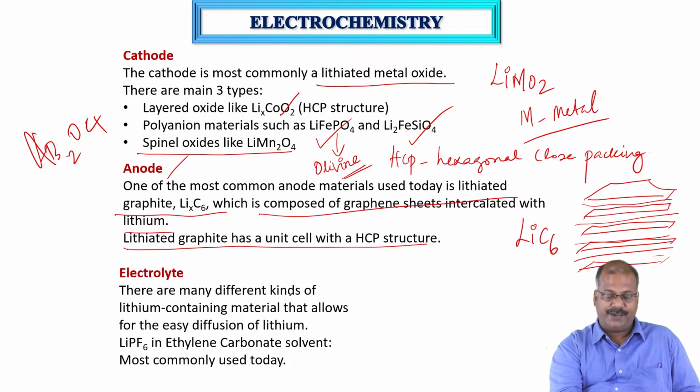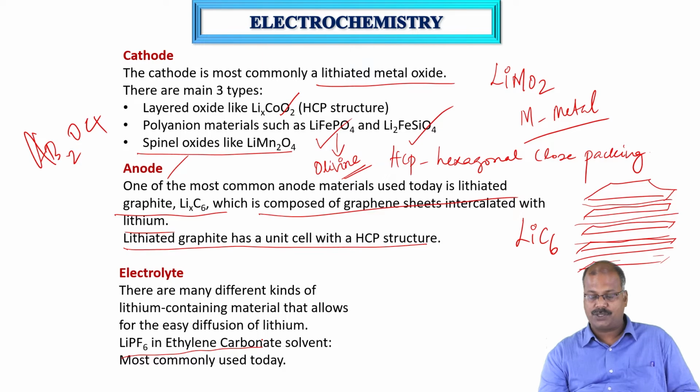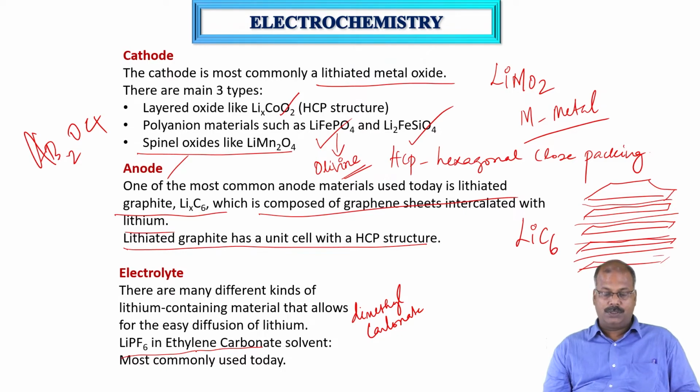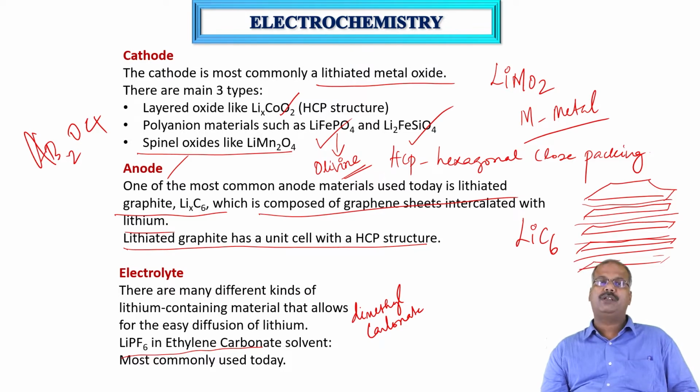There are many different kinds of electrolyte. As we've seen, LiPF6 in ethylene carbonate or methyl carbonate solvent. We have seen dimethyl carbonate. Ethylene dimethyl carbonate is also used commonly. Ethylene carbonate is the most commonly used solvent. Some other fluorinated complex solvents can also be used, but LiPF6 in dimethyl carbonate or ethylene carbonate is the most prevalent, commonly used electrolyte today in lithium-ion batteries.